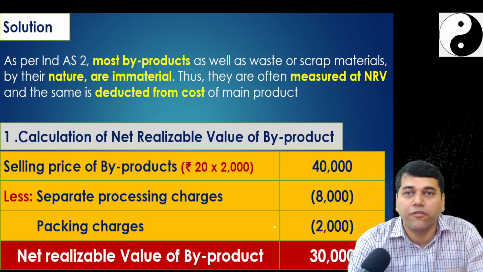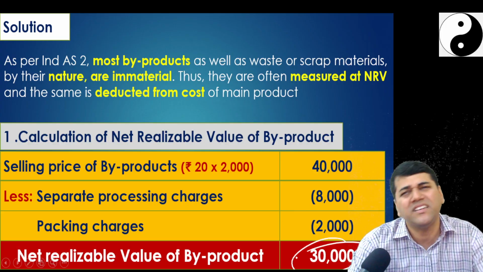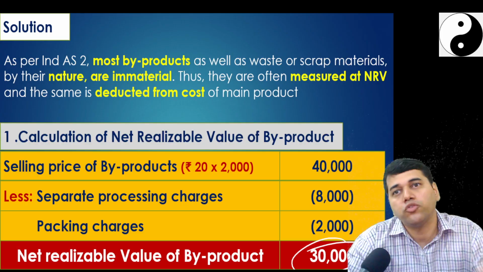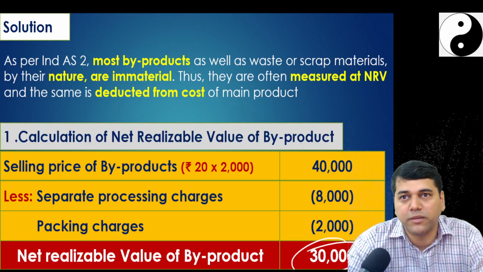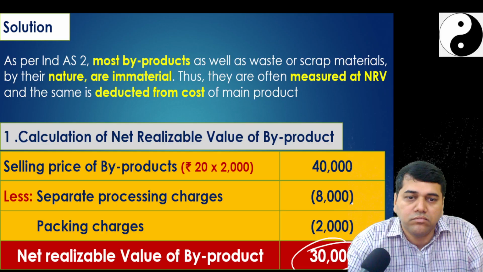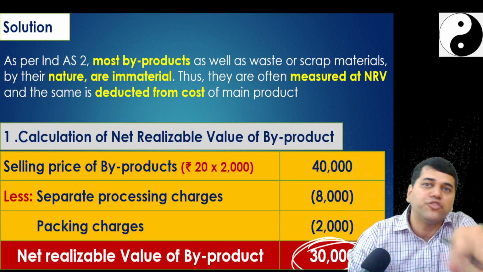Now that profit, what they said, that they sold at a profit, is already part of this 30,000, and it is a confusing statement. What is the meaning? You sold at a profit. Did you sell at a profit? Yes. Why? Because this is the total value you realize. This includes profit, no?